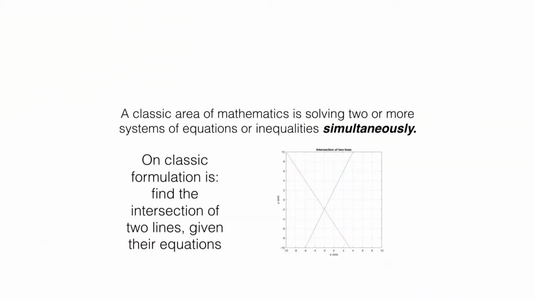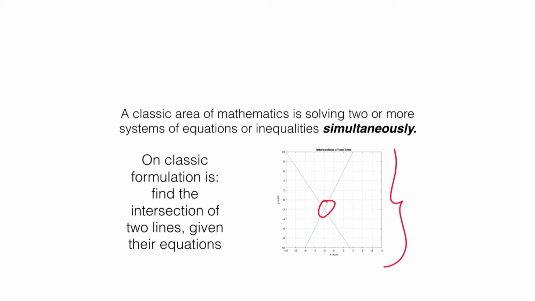So let's start with a classical formulation of this problem. The idea is I have two lines. So here in my picture, I have plotted in MATLAB one line in red, and then another line in blue. And the goal is to find their point of intersection. So when are these two lines hitting each other?